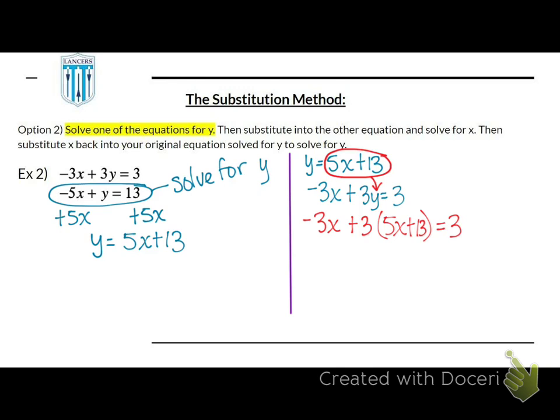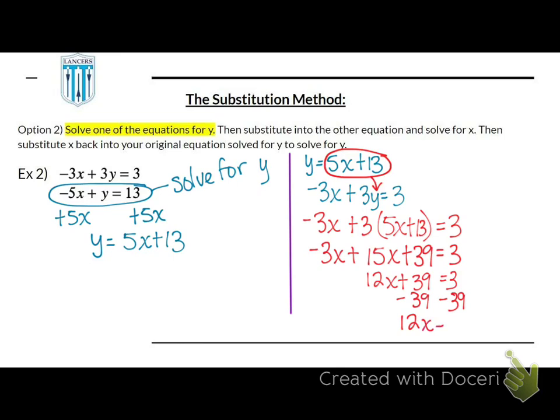Now we distribute. 15x. Negative 3x plus 15x plus 39 equals 3. Combine like terms. What do you get? 12x. Next up, subtract 39 on both sides. 12x equals negative 36. One's positive and one's negative, so subtract their values and keep the sign of the larger number.